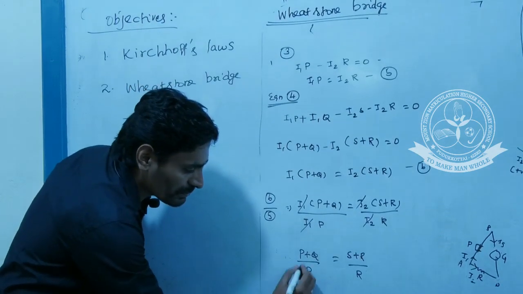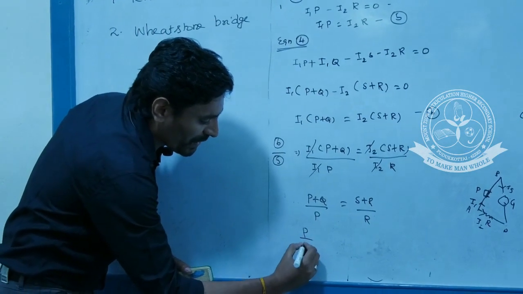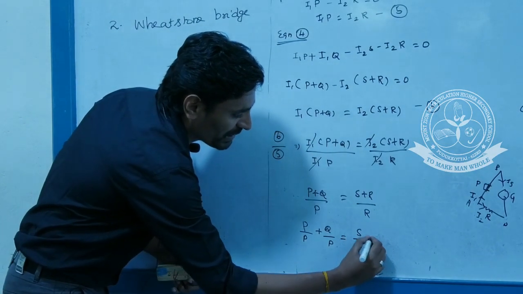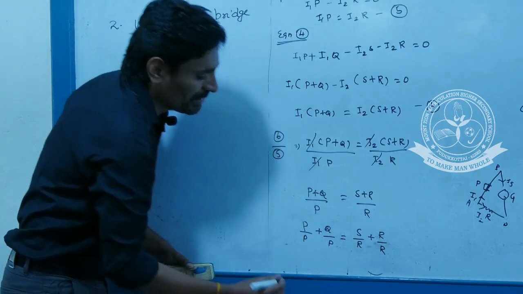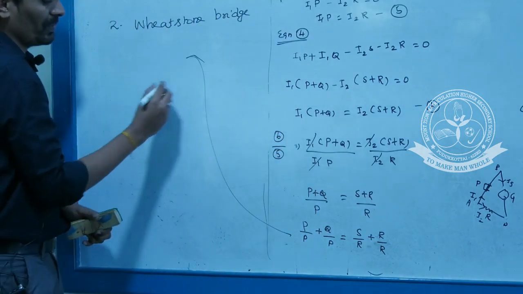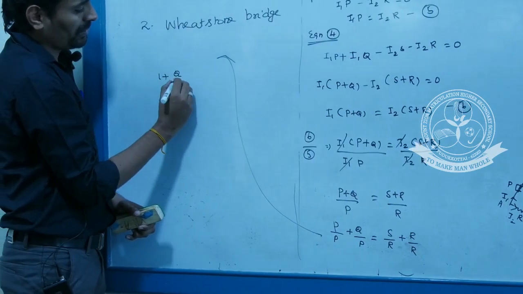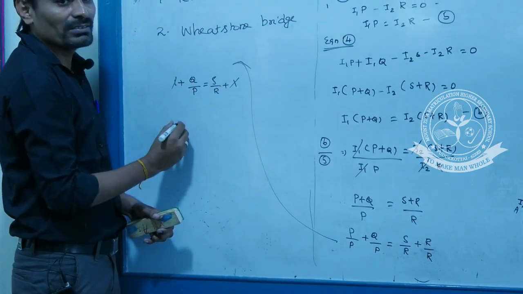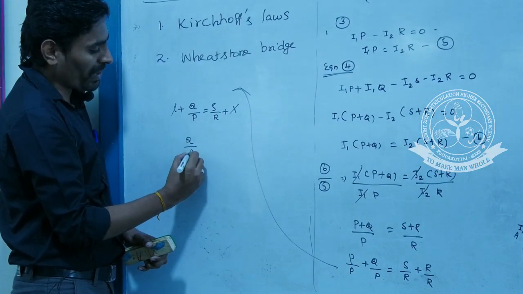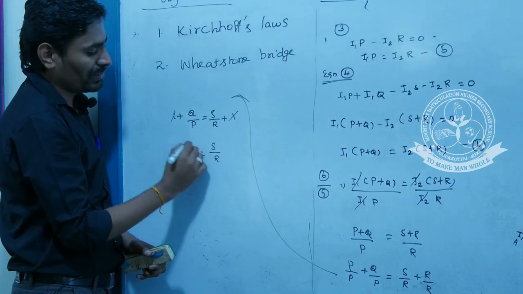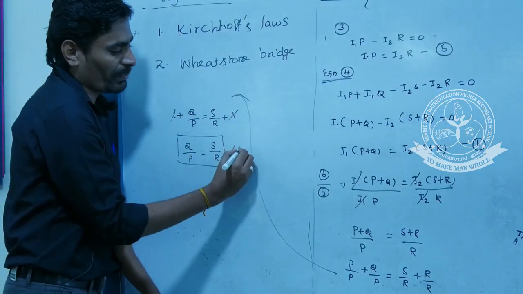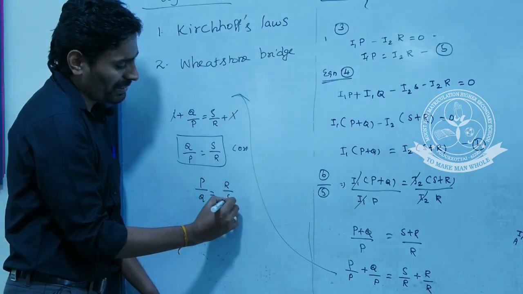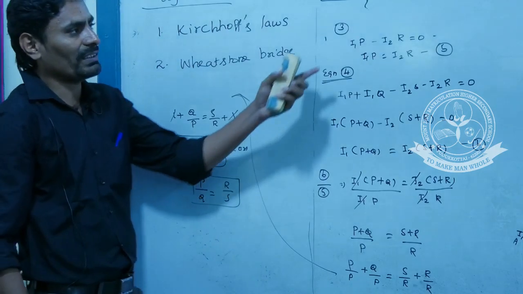Simplifying the above equation, P by P plus Q by P equal to S by R plus R by R. P by P is written as 1, so 1 plus Q by P equal to S by R plus 1, and the 1s cancel. So Q by P equal to S by R. Rewriting the above form, P by Q equal to R by S. That is the condition for the Wheatstone bridge.